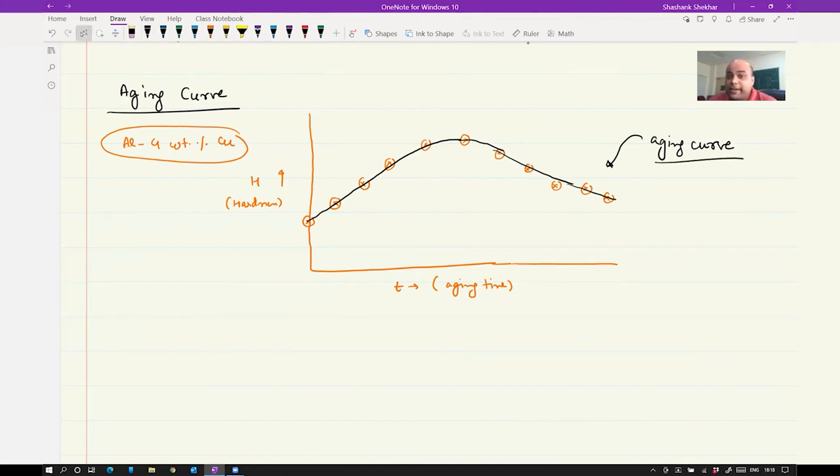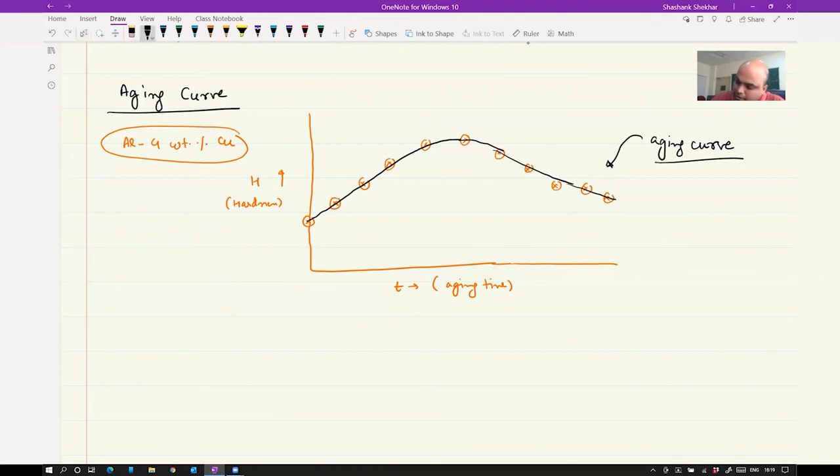Okay, and now why do we call it aging curve, right? Because we are keeping the sample at a particular temperature for a long time. So it's like aging. With age, we also age. The sample is also going to age. That's why this whole phenomenon is also called age hardening. With respect to age, the material is hardened. So we call it age hardening. And this particular curve here is called aging curve.